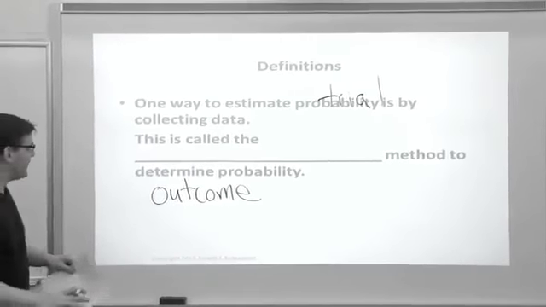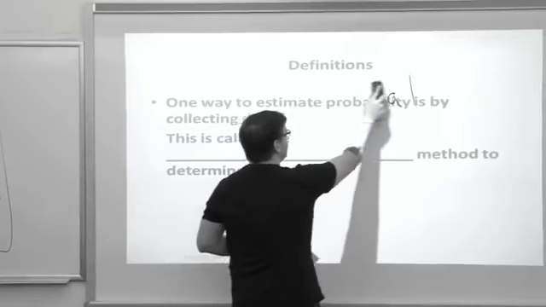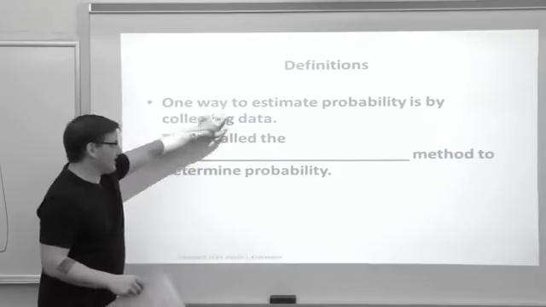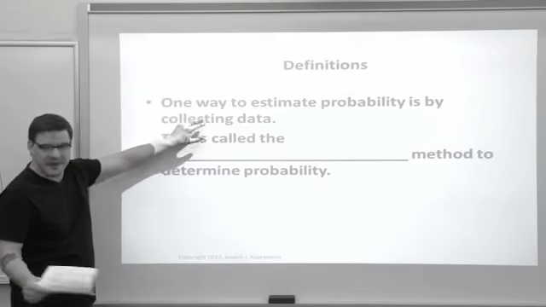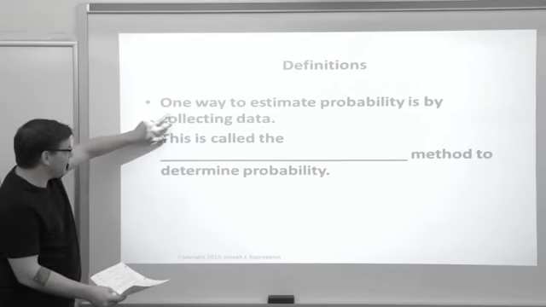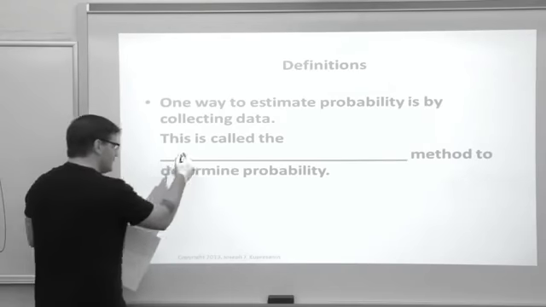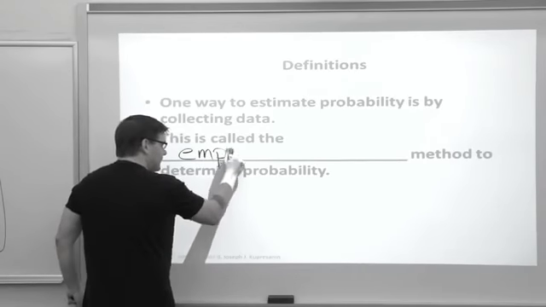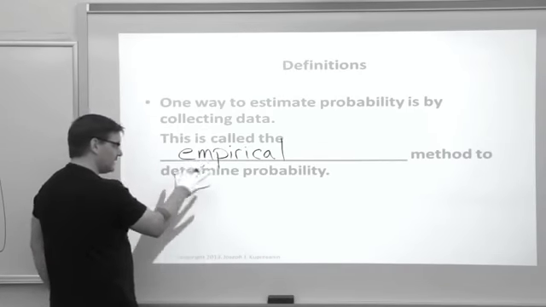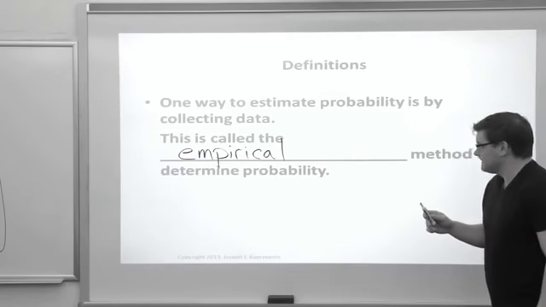Okay. Moving on. A couple of different ways to estimate probabilities. One way to estimate probabilities is by actually collecting data, which makes sense because everything in this course has been sort of data-based. If I collect data to estimate probability, this would be called the empirical method. If you've ever heard the term empirical evidence, empirical means based on data, right? So, the empirical method to determine probability.